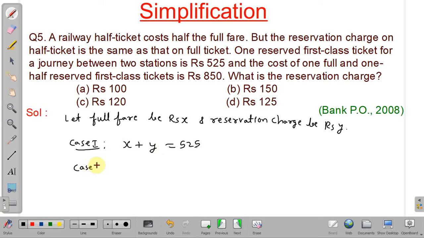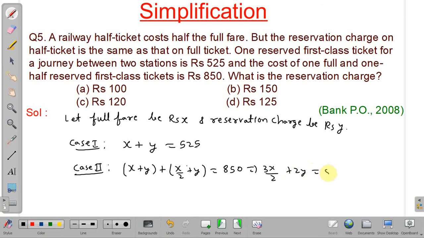Second one, case 2, one full and one half ticket cost is given. So one full ticket will cost x plus y and one half ticket will cost x by 2 plus y, and this is equal to 850. From this we will get x plus x by 2, so 3x by 2 plus twice of y equal to 850. Okay, so from this we will get 3x plus 4y equal to 1700.